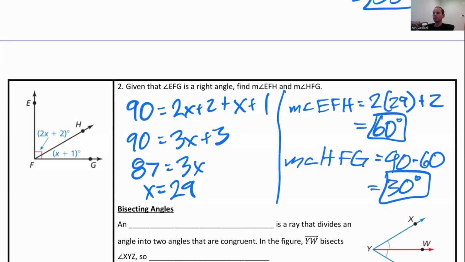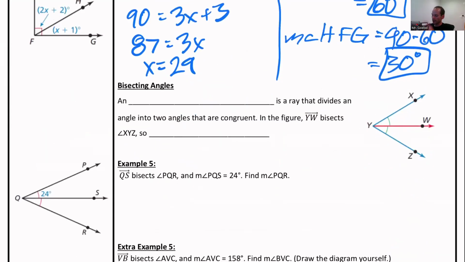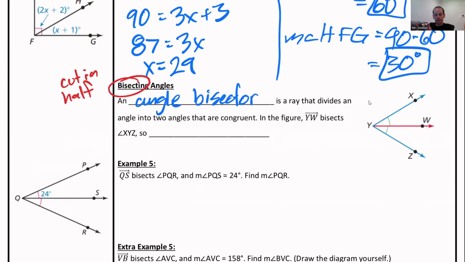All right. So last thing, bisecting angles. Let's give this a try. What does bisecting mean? Well, to bisect something means to cut it in half. So if you bisect an angle, you're cutting it in half. I'll write this. An angle bisector is a ray that divides an angle into two angles that are congruent.